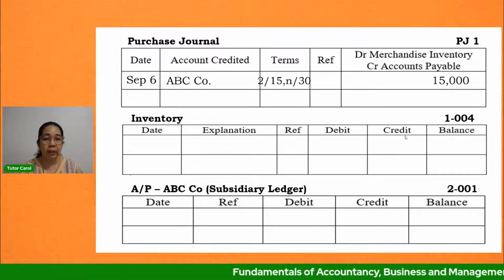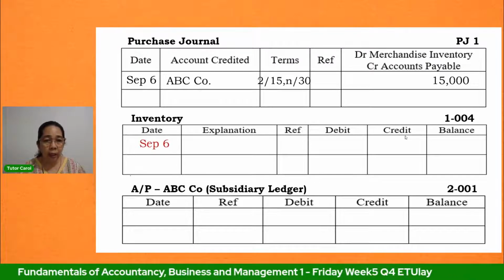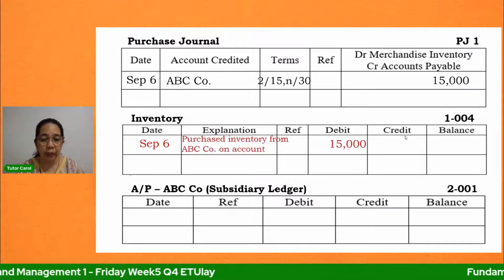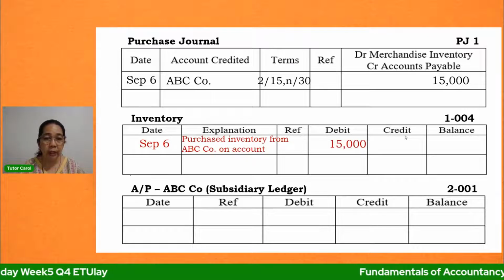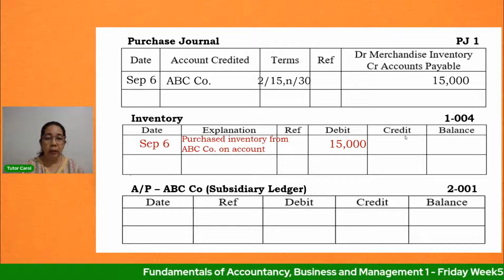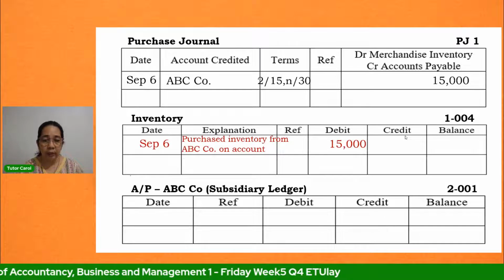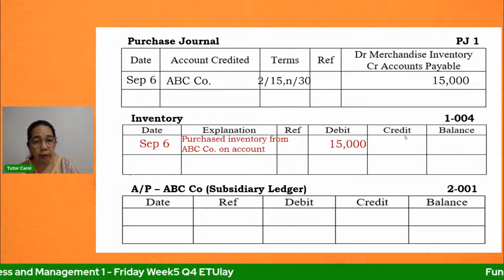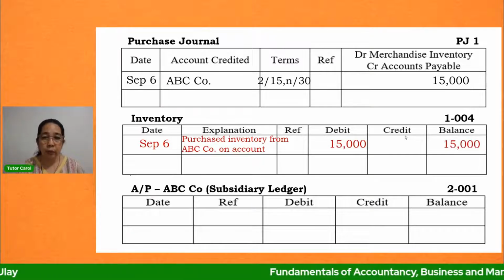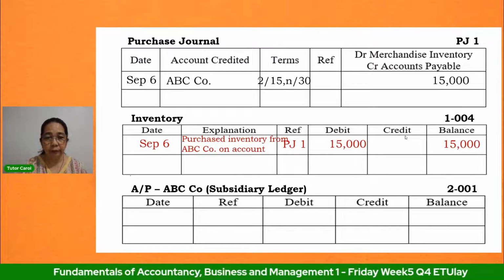So, ABC Company. Let us go first to the inventory, date September 6. Just copy it. What did you buy? Purchase inventory from ABC Company on account. So, 15,000. Your inventory increased because you bought. Just forward the amount to the balance, and then the reference. Where did you get that? From the purchase journal, page 1, PJ1.